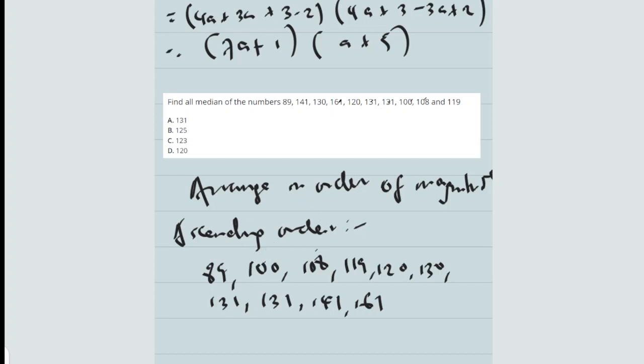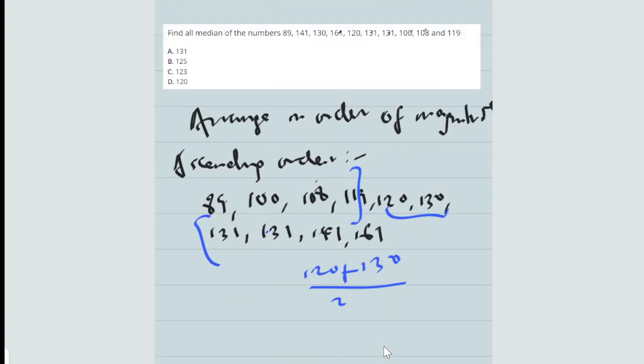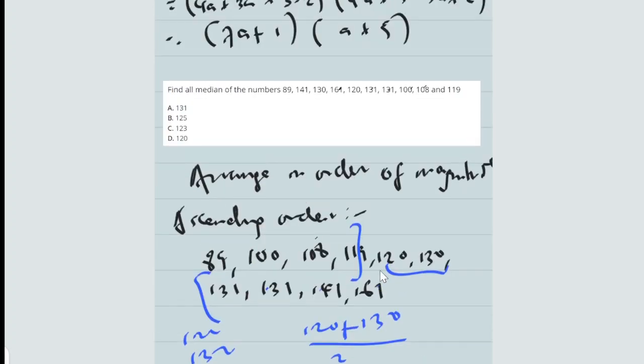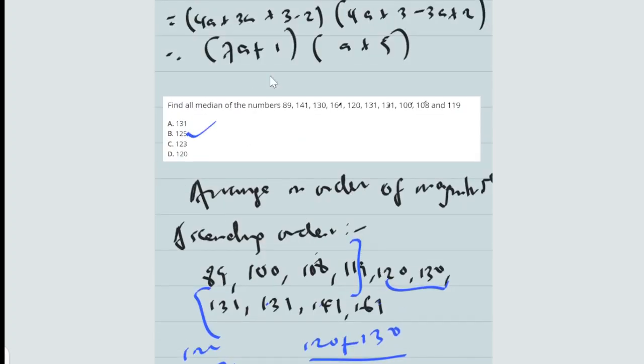Let us count it. So I have 1, 2, 3, 4 and 1, 2, 3, 4. What do I have at the middle? That is 120 and 130. Then you take the average of these 2 numbers. You add them together and divide by 2. So 120 plus 130 gives 250, and 250 divided by 2 gives 125. It means the median of these numbers is 125. Can you see? They are very simple. If you come across this question again, then you should know how to solve it.